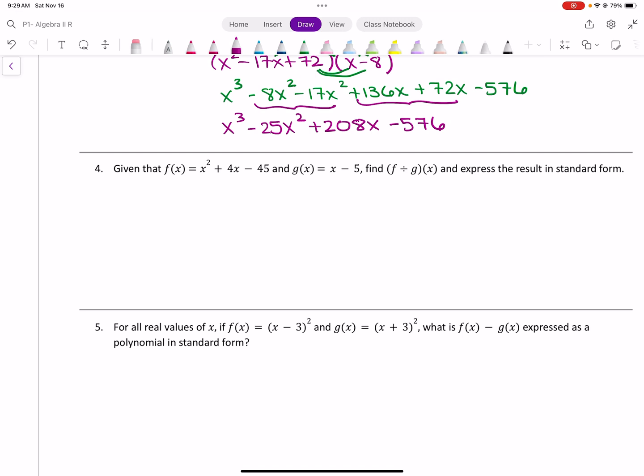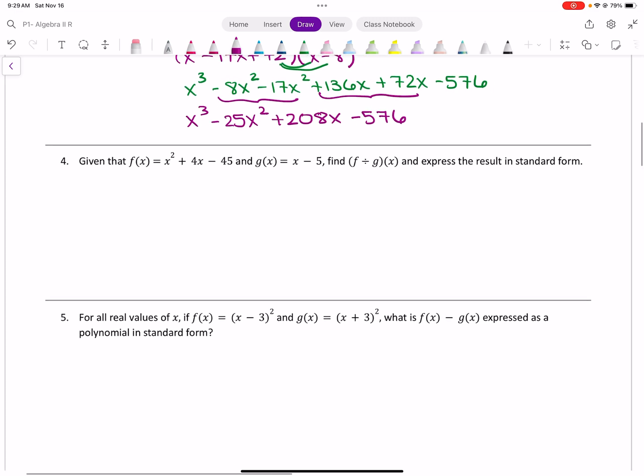Number 4 says, given that f of x equals x squared plus 4x minus 45 and g of x equals x minus 5, find f divided by g of x and express the result in standard form. Again, this notation is the same thing as saying f of x divided by g of x. They mean the same. So you're taking f of x, x squared plus 4x minus 45, and dividing by x minus 5. So you have two options here.